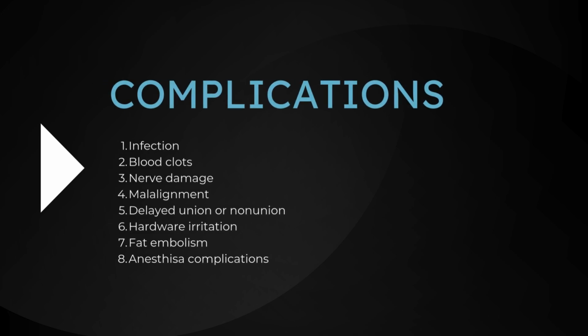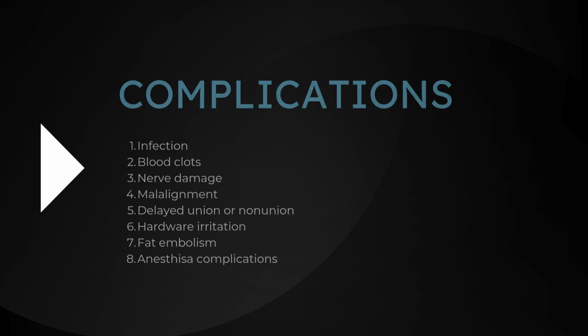Some complications that can come with this surgery can be infection, especially since it's a larger injury, so there is a higher risk. Blood clots, which can develop in the leg and travel up to the lungs. Nerve damage. Delayed union or non-union, which means the bone heals slowly or not at all. The hardware in the leg can also irritate the surrounding muscles. A fat embolism, which means bone marrow can enter the bloodstream and travel to the lungs. And like any surgery, there is risk for complication with going under anesthesia.